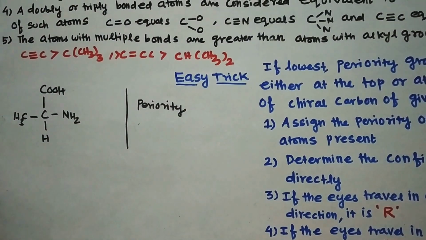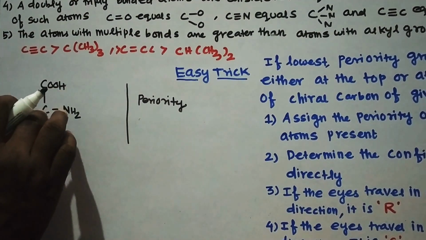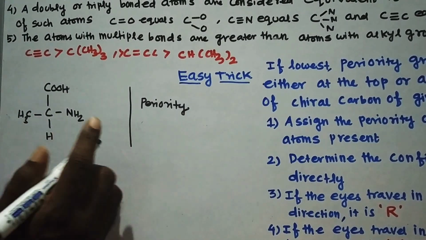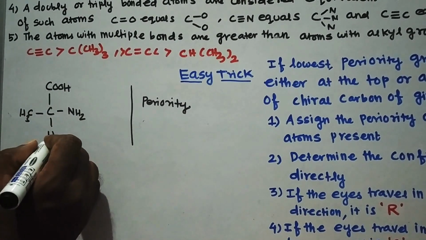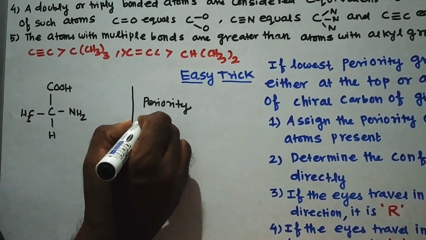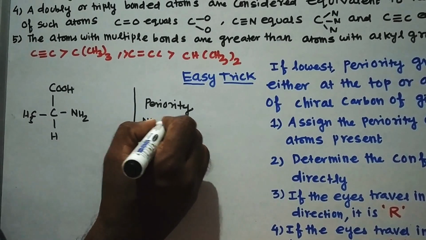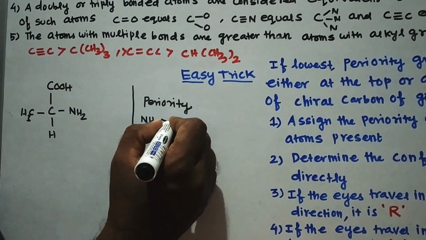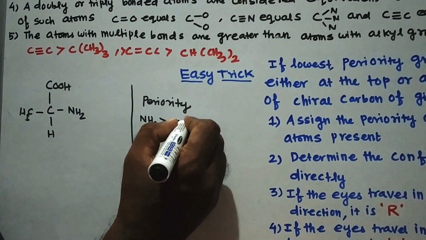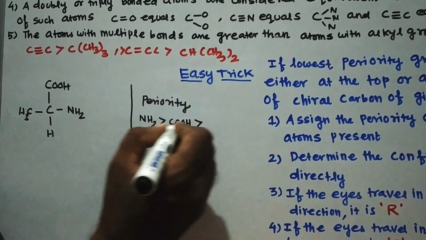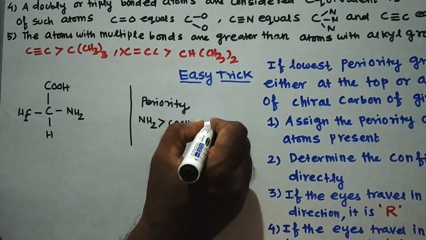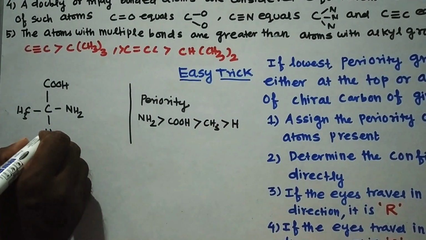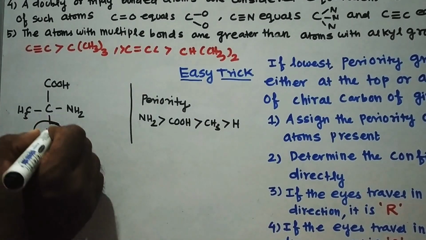Now we have to see COOH single bond C, NH2, CH3 single bond H. Now we are going to assign the priority. Here priority goes to NH2 because nitrogen has atomic number 7. Then priority goes to COOH, then to CH3, then to hydrogen. The last priority group is present at the bottom.